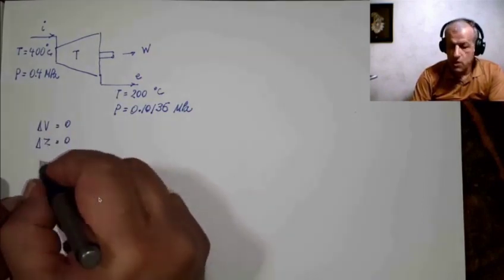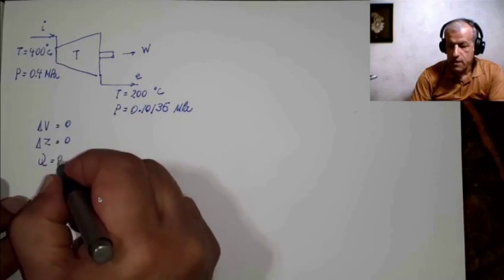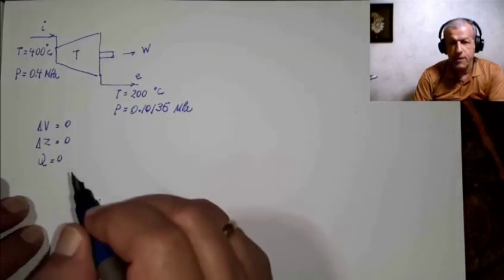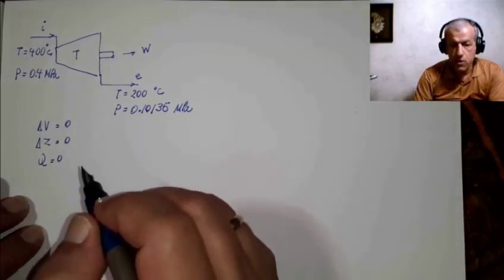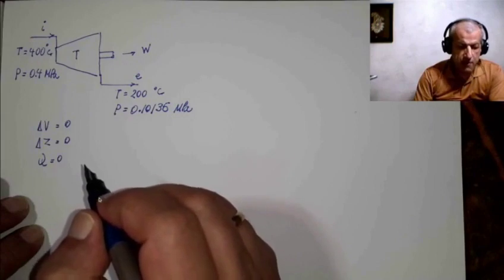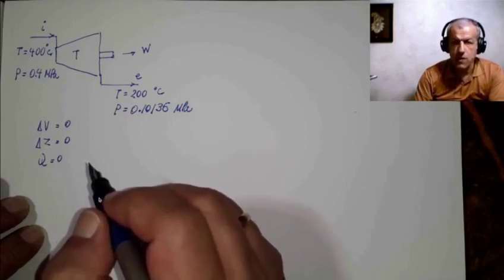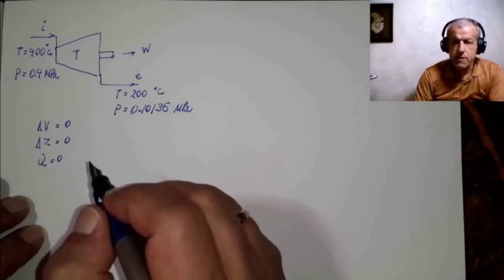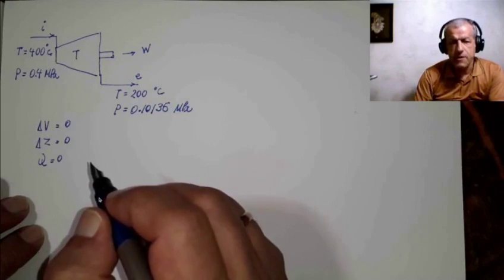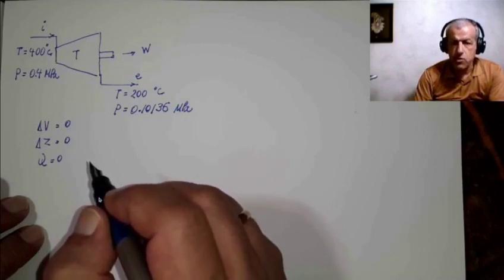Also, initially, we assume that the turbine is adiabatic. That means there is no heat transfer from the turbine. Now, the question is how much work do we get from such a turbine? The method to solve these problems is very usual, as we have always done.